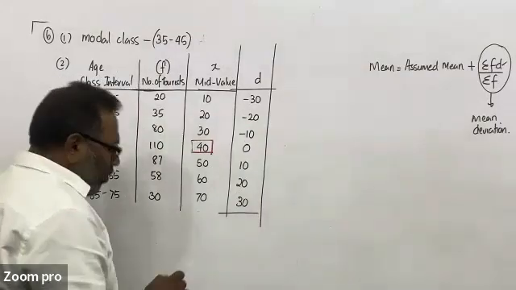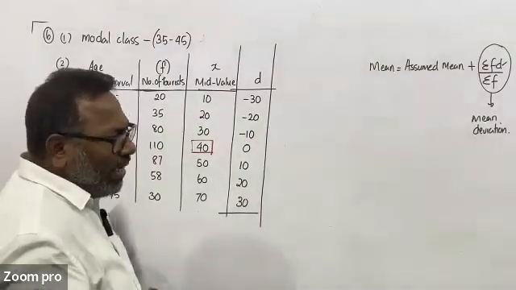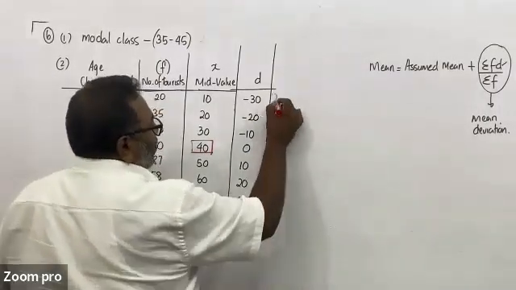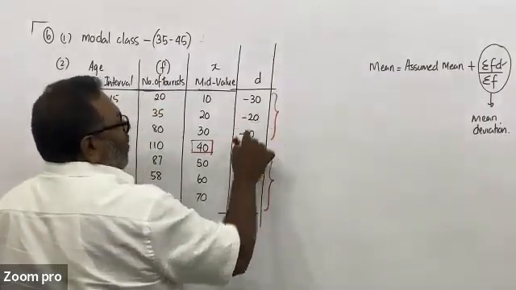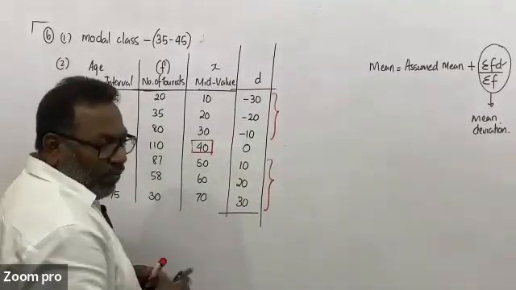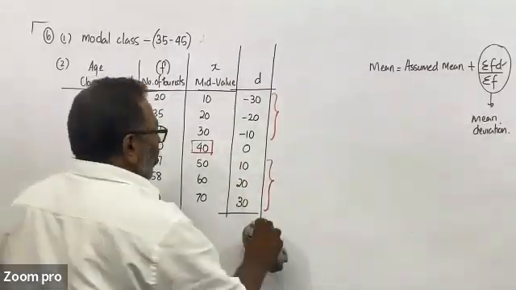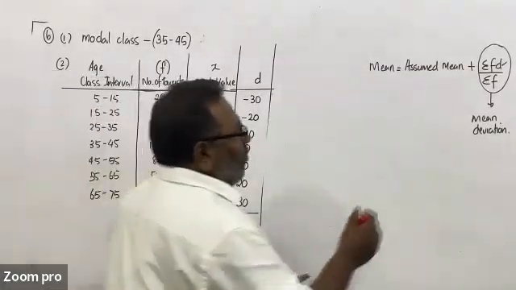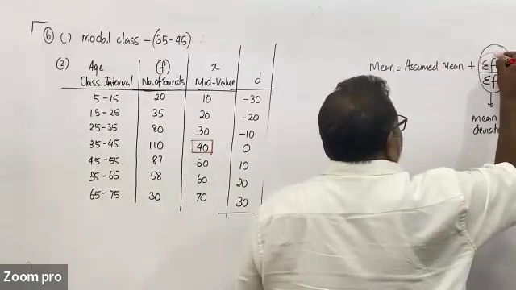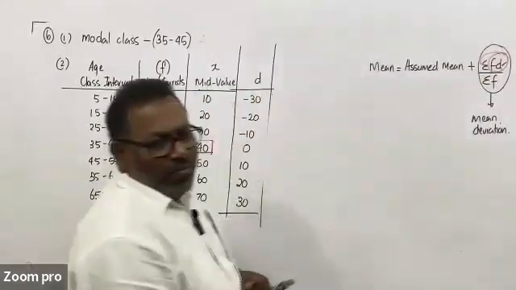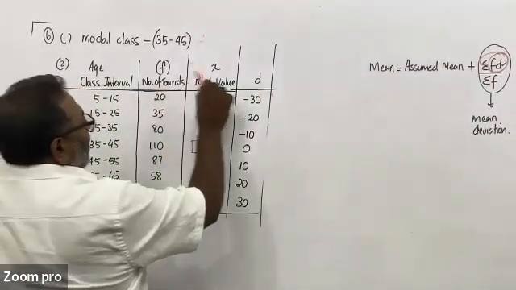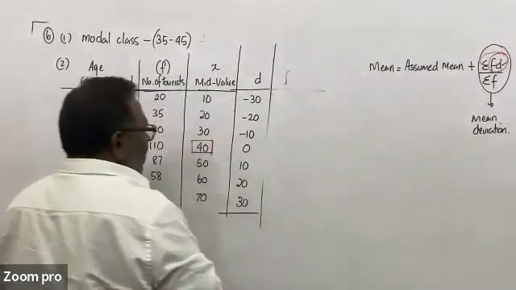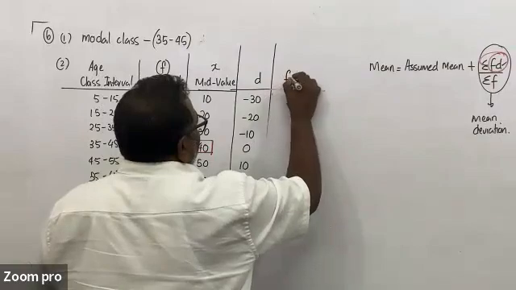Now what you do is you add the negatives first and the positives together. Before you do that, you have to add one more column. What is that column? You have to find the FD column. What is FD? Frequency multiplied by deviation. We call that the FD column.